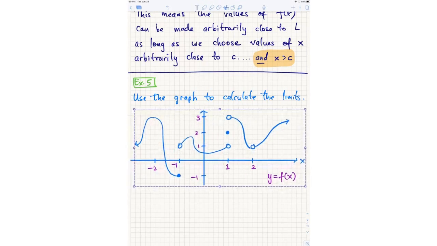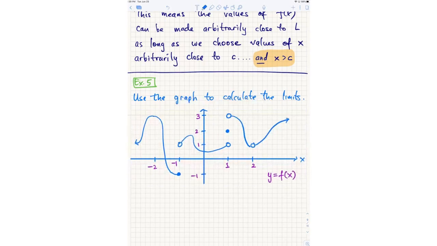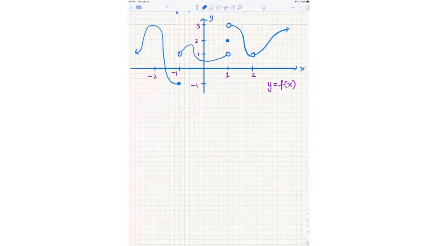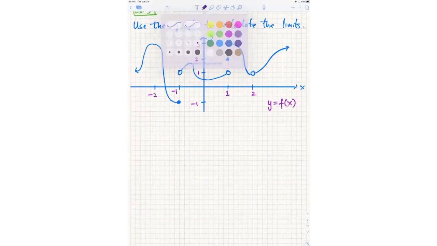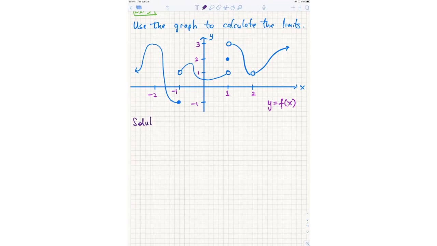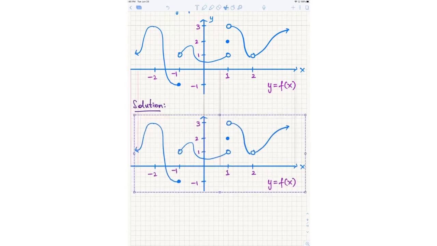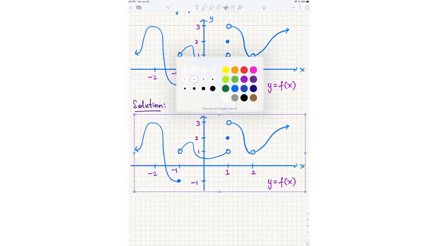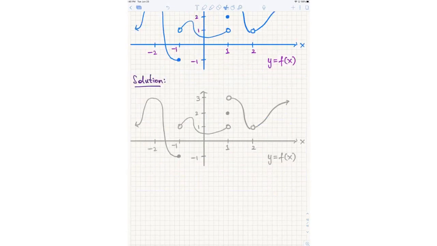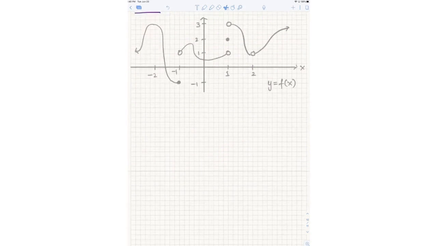Okay, and so here's our graph. So we'll start off easy, and I'll go through it in full detail, and then we'll do the other ones. It'll get a little bit harder. So I want you to calculate. I'm going to put this in gray because then we're going to mark up the graph with different colors.